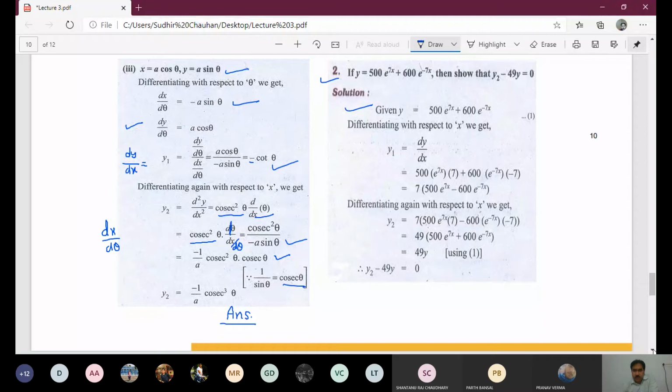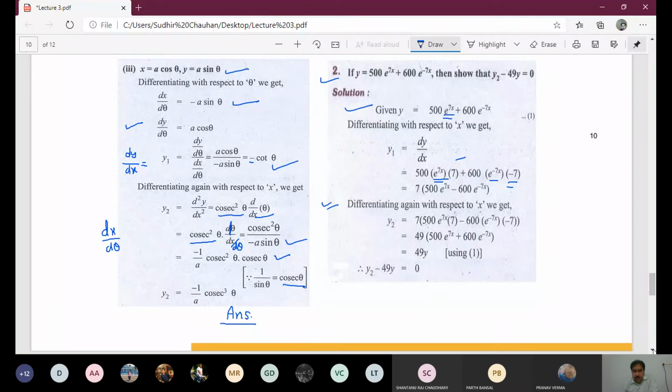Differentiating with respect to x, we get y1, that is dy by dx. Now the differential of e raised to power 7x is e raised to power 7x multiplied by the differential coefficient, that is 7. And similarly here we can write the differential of e raised to power minus 7x is e raised to power minus 7x multiplied by minus 7. So it is equal to 7 into 500 e raised to power 7x minus 600 e raised to power minus 7x. Now it is again a differentiable function, so we can again differentiate it.